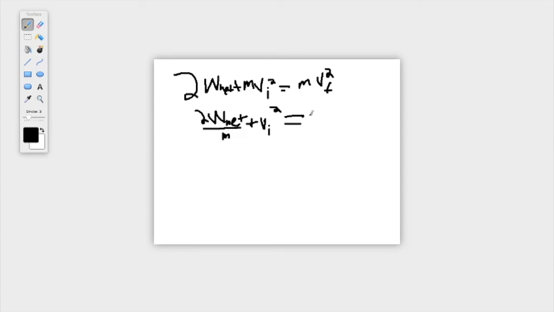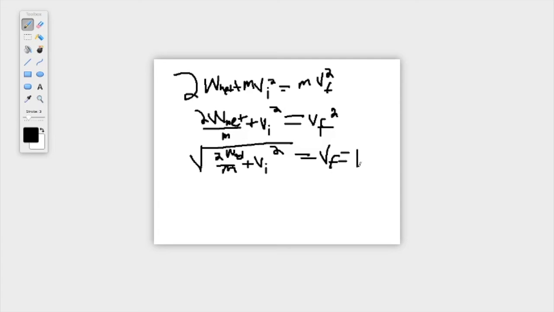Let's get vf squared. And then you square root both sides, so you get the square root of 2 W net over m plus vi squared equals the final velocity, which should turn out to be around 16.7 meters per second.